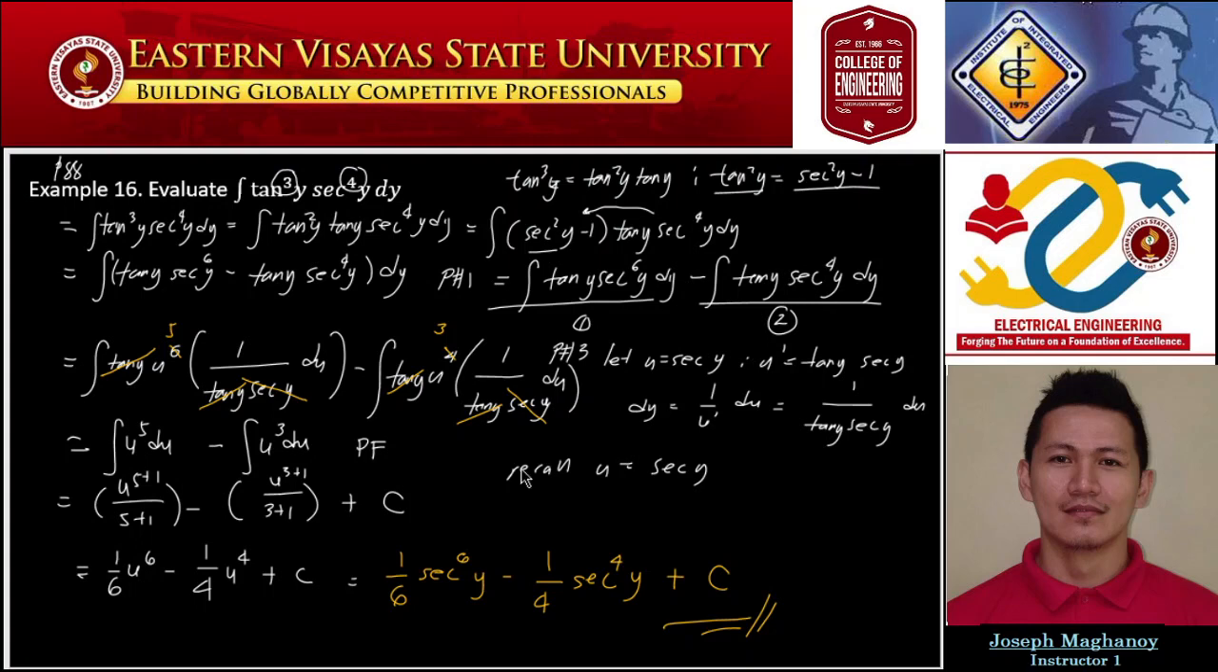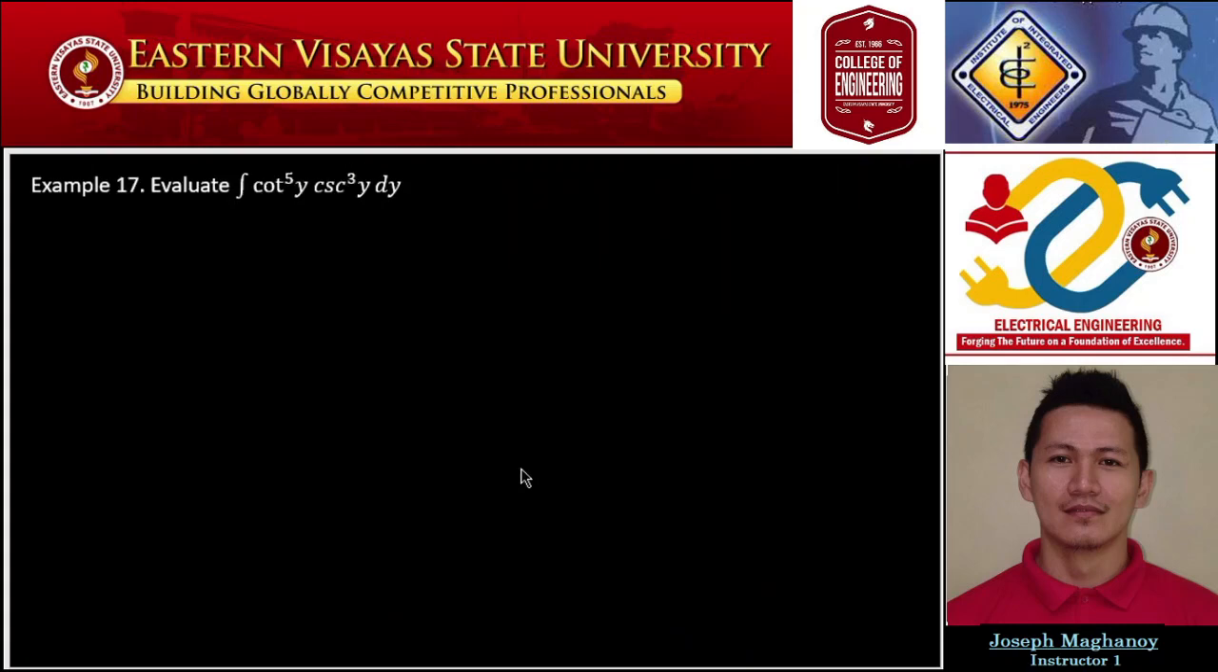So let's move to our next example. Example number 17. We are asked to evaluate the integral of cotangent raised to 5 y times cosecant cube y dy. The same procedure: we need to examine the power of each trigonometric function in the product. So we start with our cotangent.